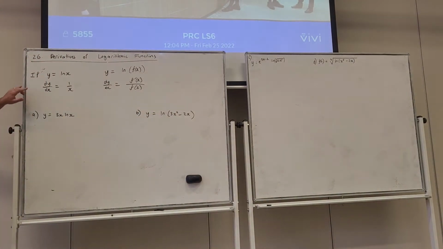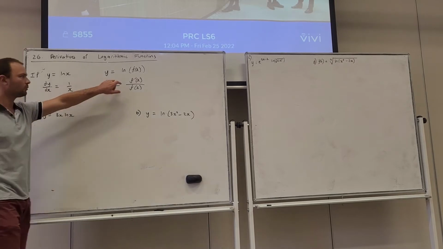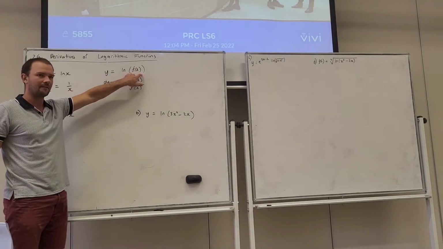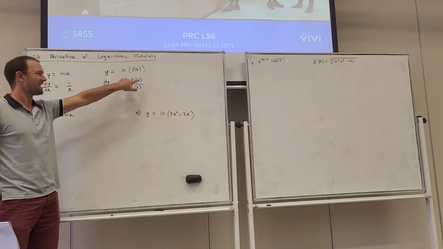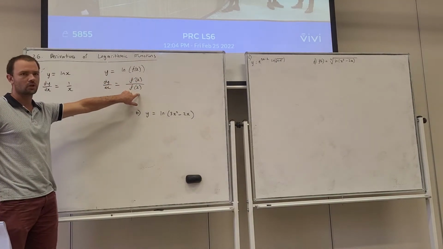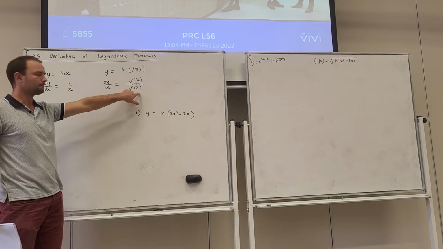So we have, if y equals ln of x, then dy on dx is 1 on x. And if y equals ln of f of x, that's if we have some function in here, any function, then dy on dx is f dash of x on top of f of x.